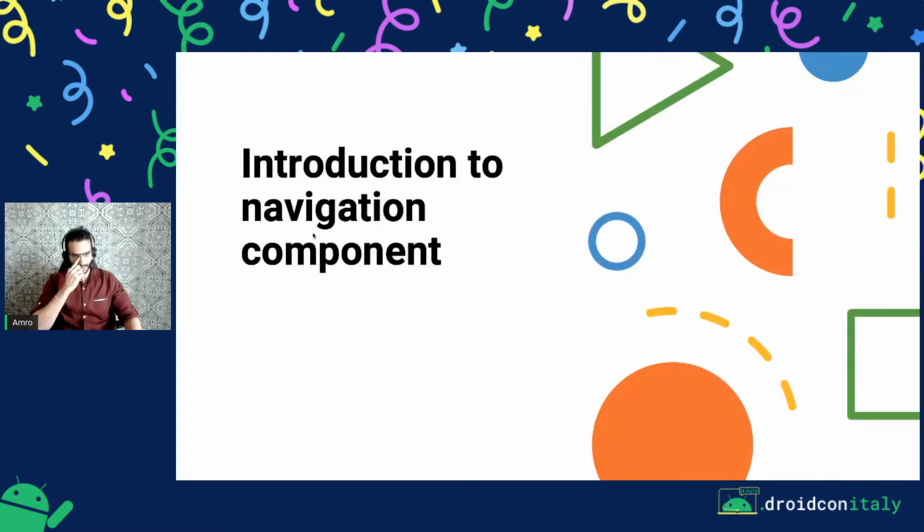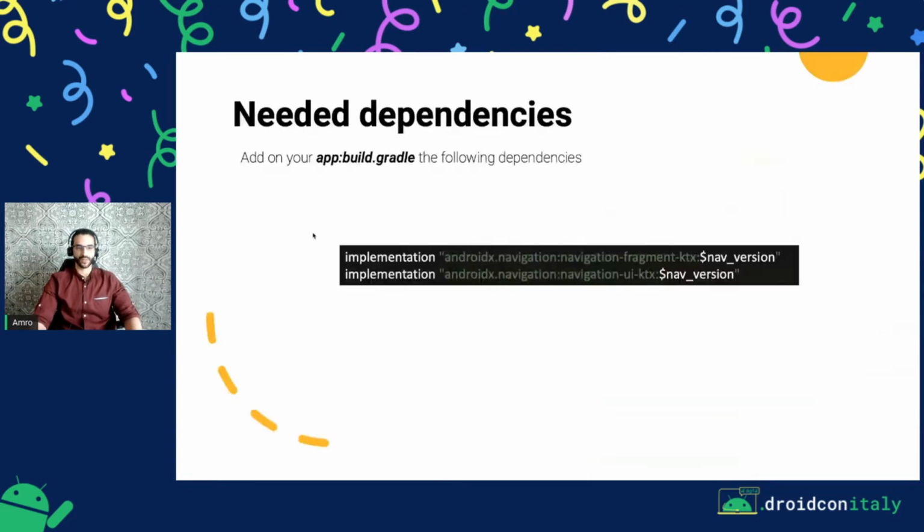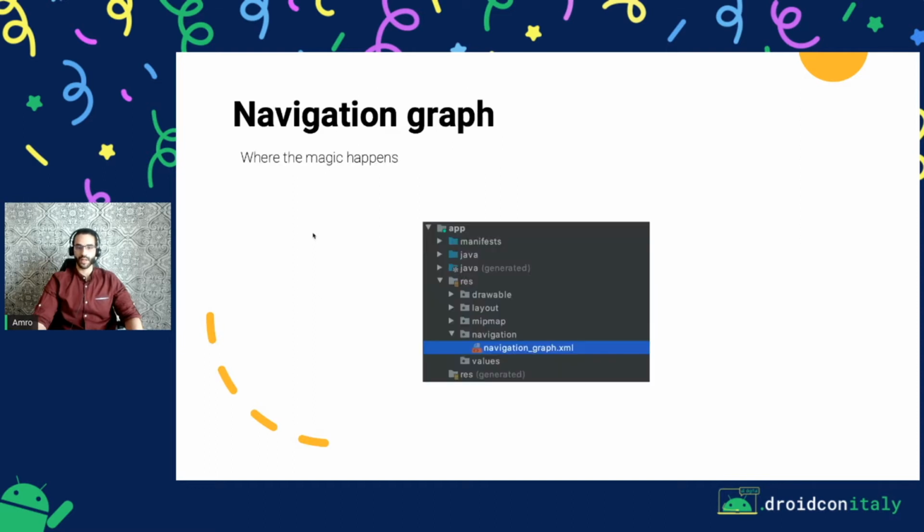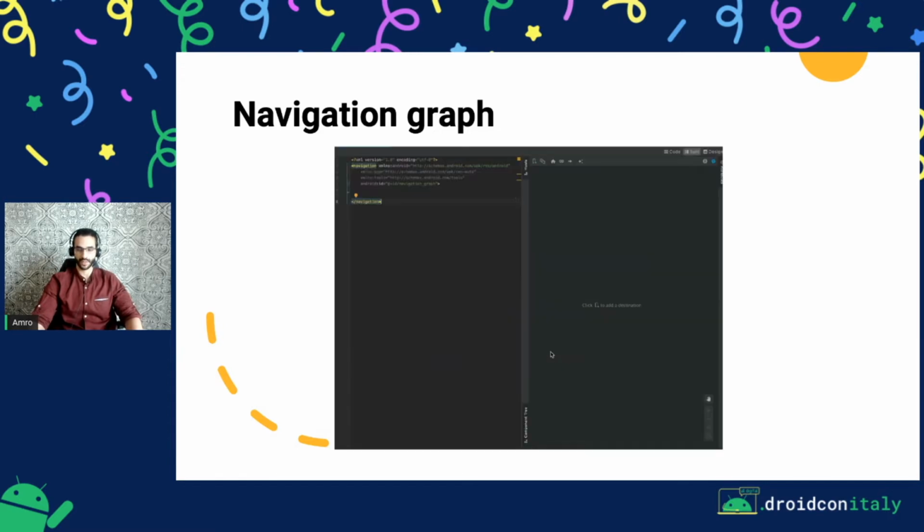Okay, so first of all, we need to integrate the navigation component into our project. So we need to add those two dependencies in the app build Gradle file of our project. And then we should create a navigation resources folder inside the resources folder. And inside it, we should create an XML file that will contain the navigation graph of our application.